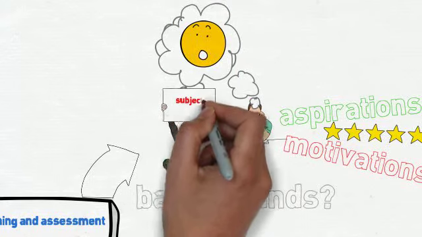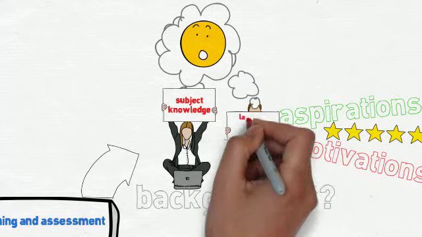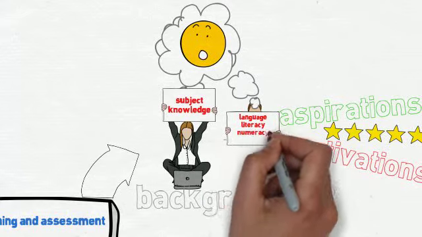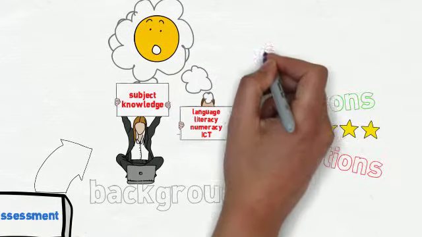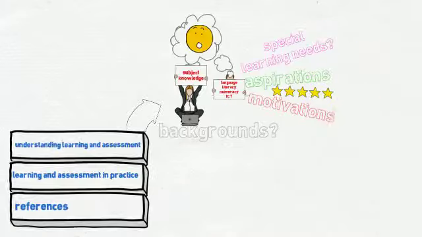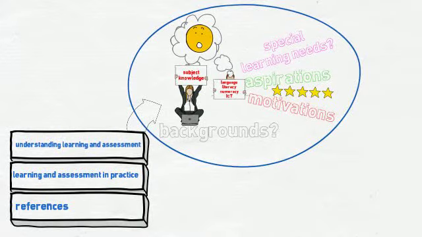Also, tell us a little bit about their subject knowledge. What level are they currently at within the subject? And also, what levels are they at in terms of language literacy, numeracy, and ICT? And finally, do they have any special learning needs that you need to take account of? And that will complete your learner profiles.